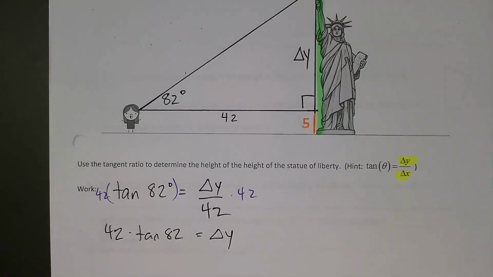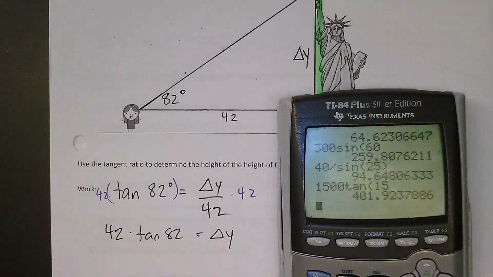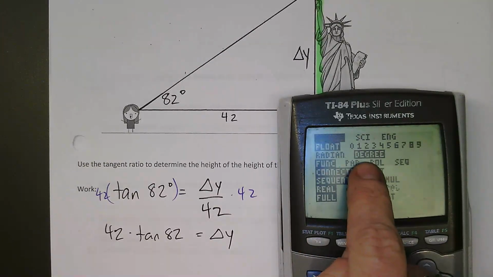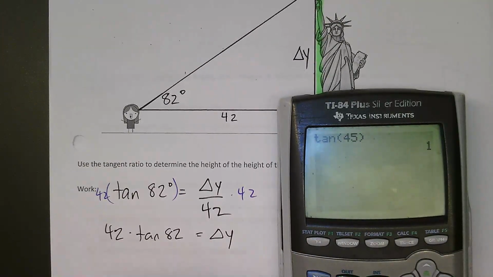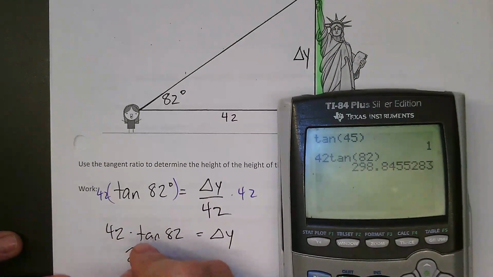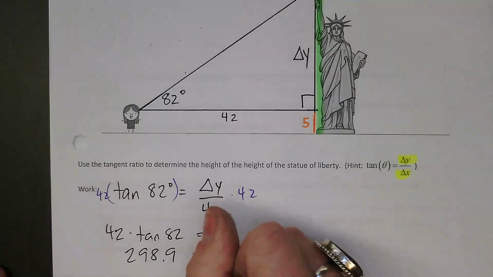And from here, I've got to use the calculator. I'm going to check and make sure I'm in the right mode, and I do that by doing the tangent of 45, making sure I get 1. I do. You can also check to make sure you're in degree, depending on what calculator you're using. Times the tangent of 82, and I get 298.8. I'm going to round it to 1 decimal place. So I'm going to record that here, 298.8, and that is my delta y.